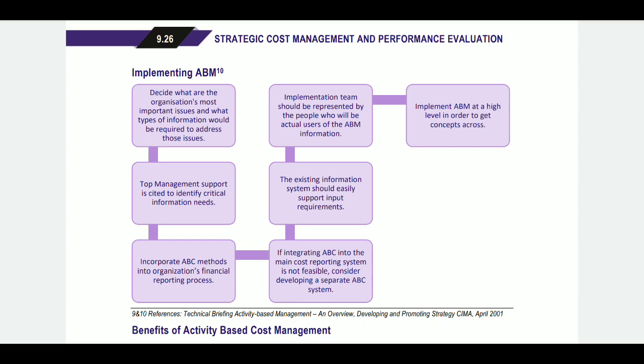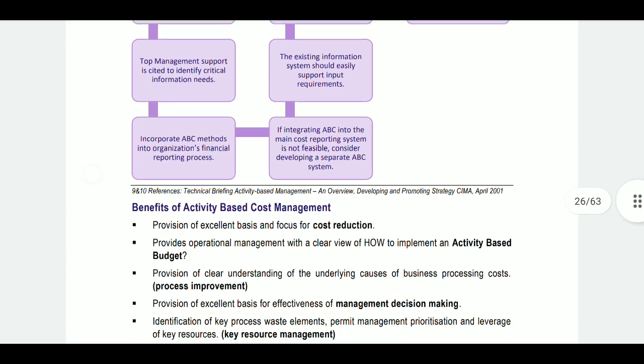From that ABC method, which is the main one, the implementation team should be represented by people who are actually users of ABM information. Next, the existing information system should easily support input requirements. If integrating ABC into the main cost reporting system is not feasible, consider developing a separate ABC system and implement ABM at a higher level in order to spread the concept across. This is the 7-step process.